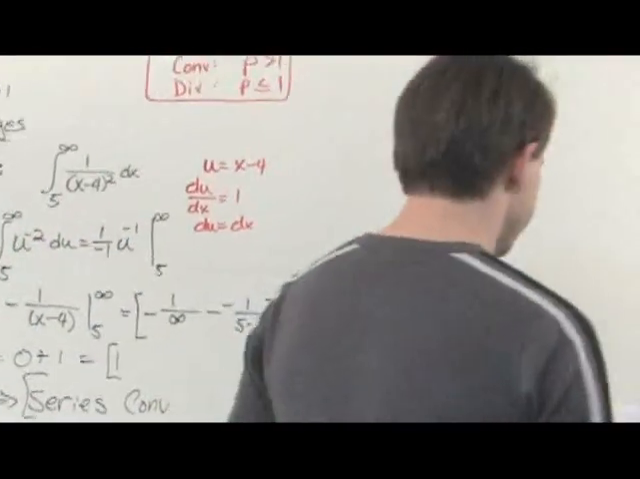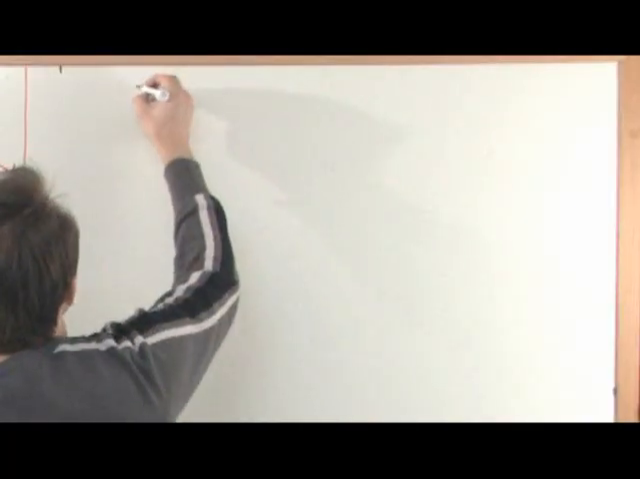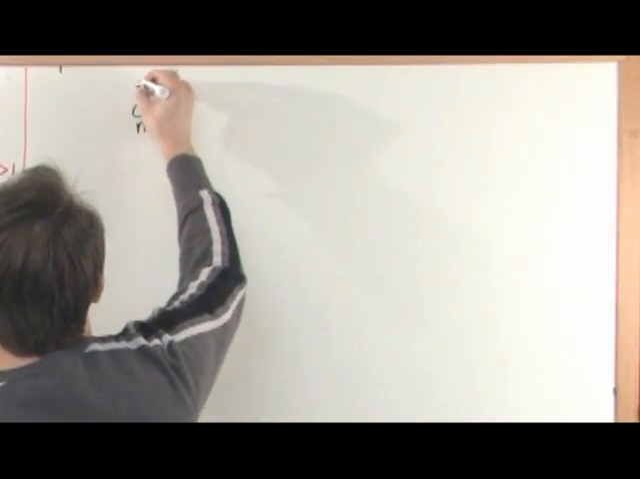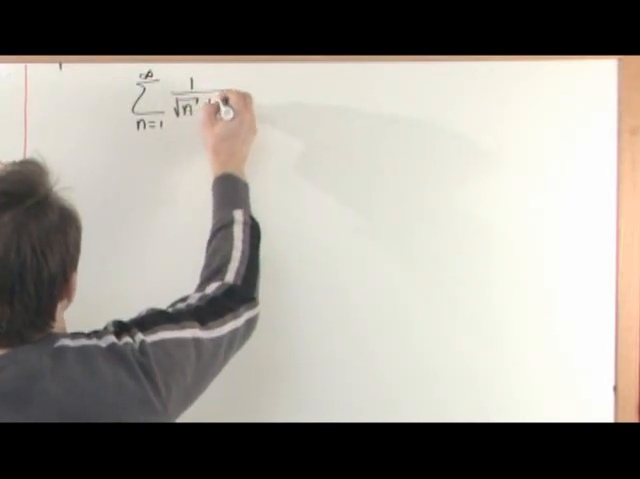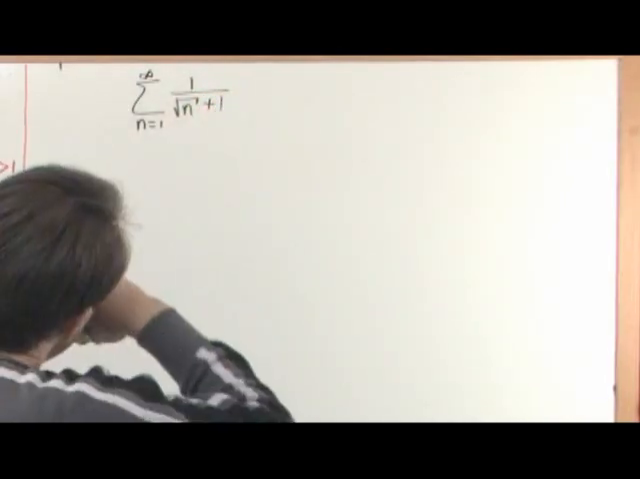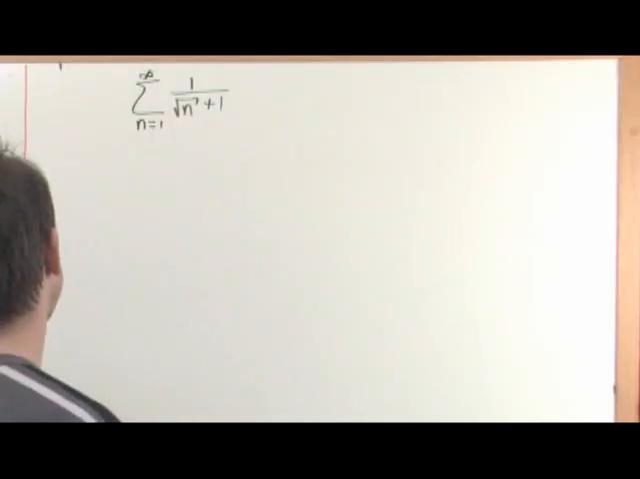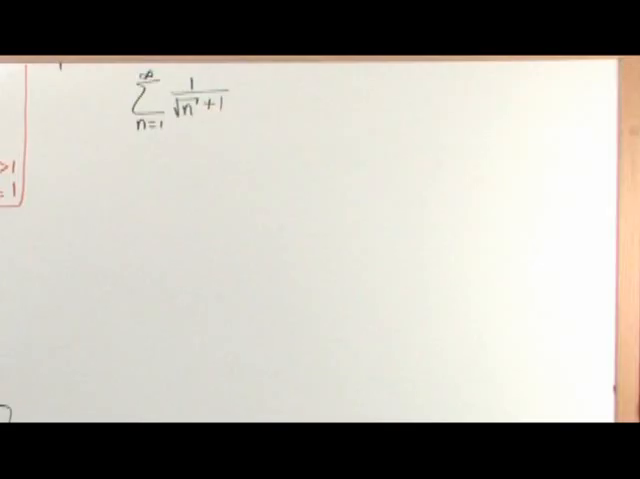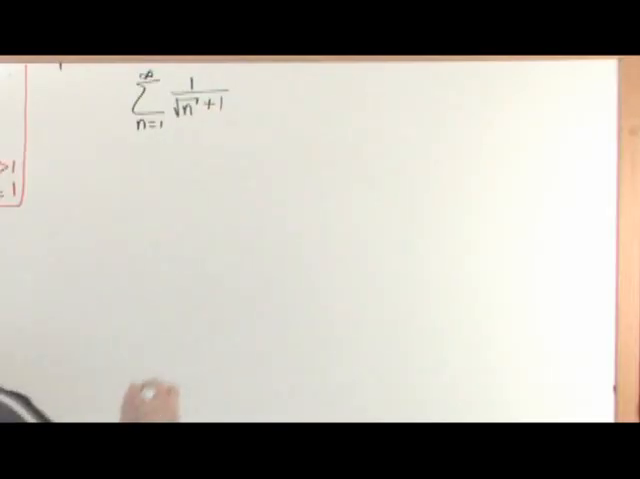Okay? So we're going to move on and do a different problem. We're going to say, what if you have the sum from n equals 1 to infinity of 1 over square root of n plus 1? And you look at this first and you say, well, let me see if I can make this into a geometric series. Let me see if I can make it a p-series. Neither one seems to work, so let's go ahead and apply the integral test.